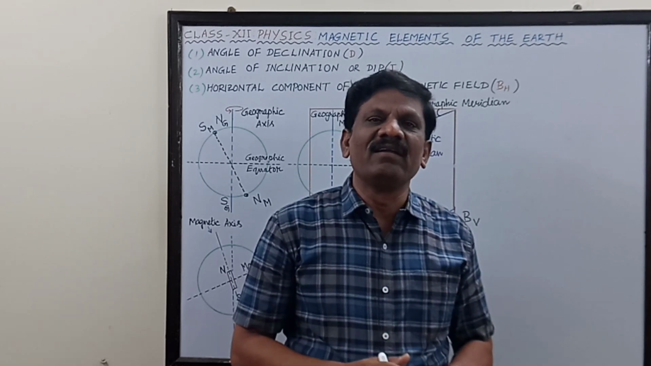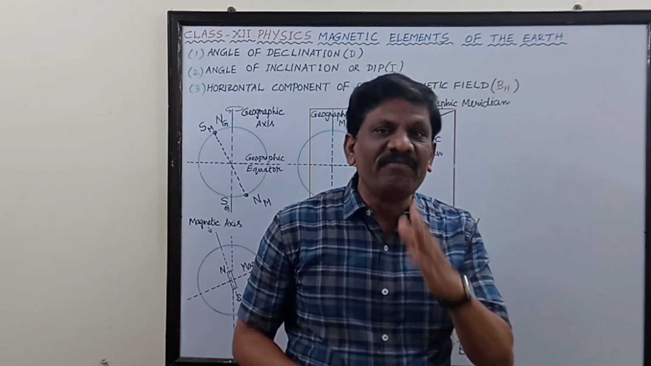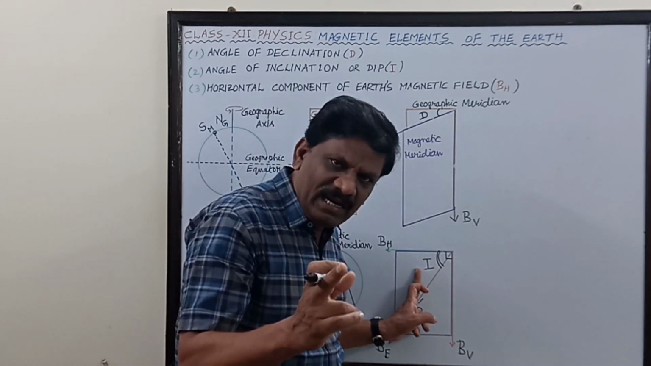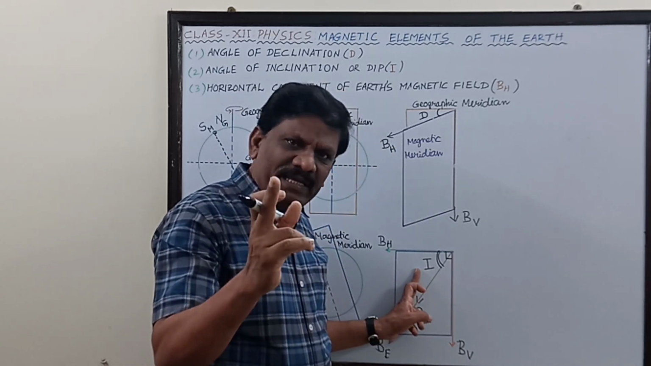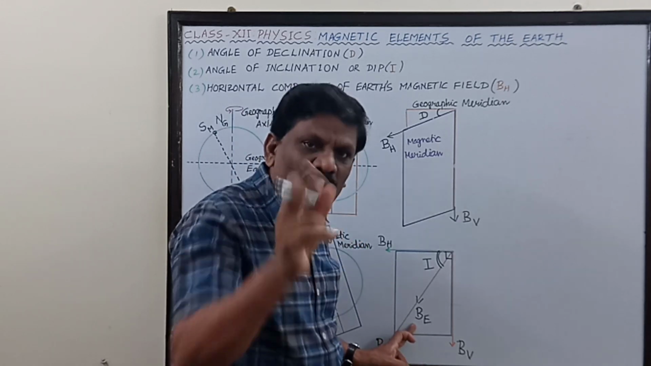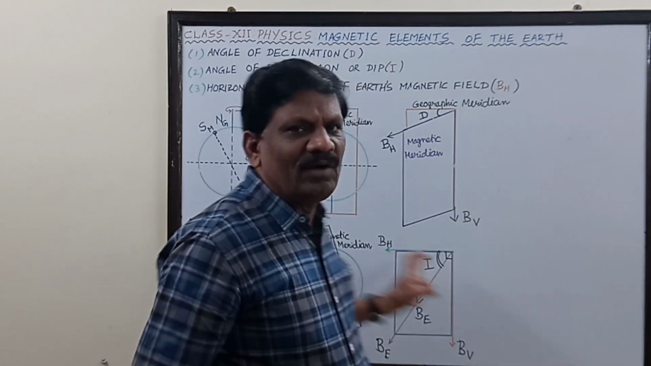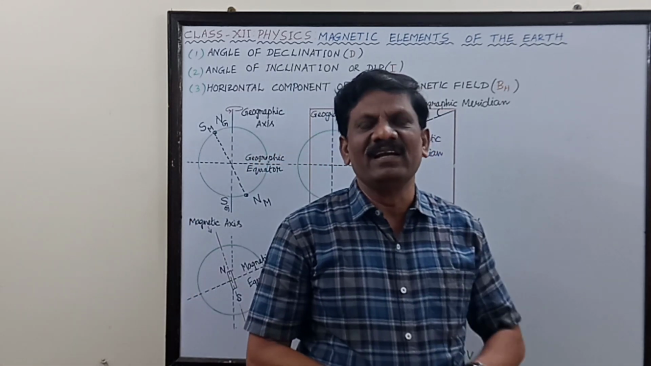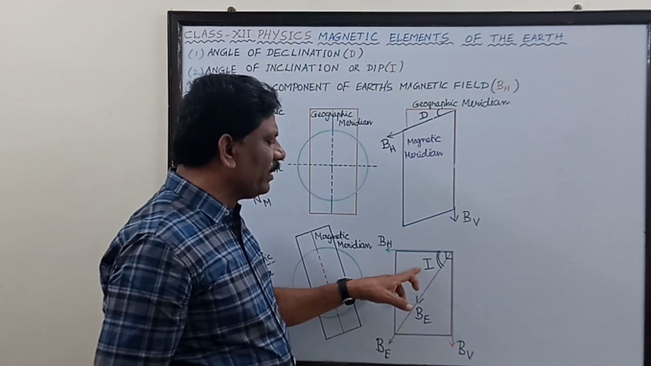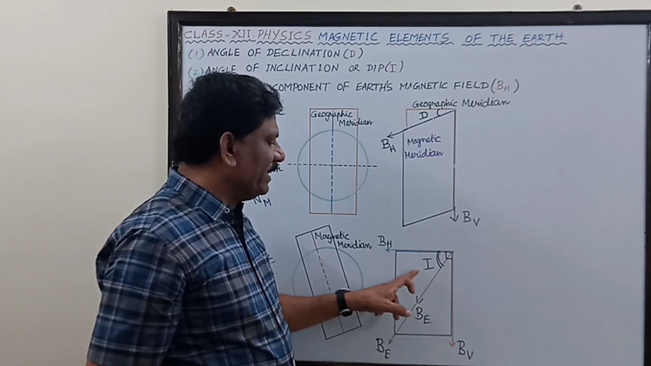So how will you define angle of inclination or angle of dip? Angle of dip is defined as the angle subtended by the resultant magnetic field of the earth with the horizontal component of the Earth's magnetic field. So the angle between this BH and BE only is called the angle of inclination.